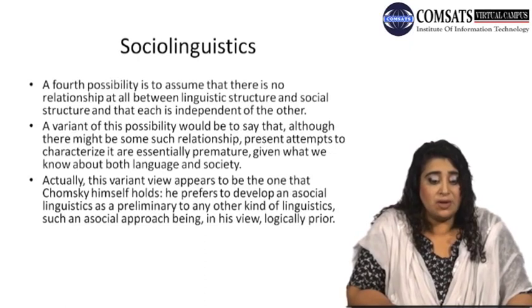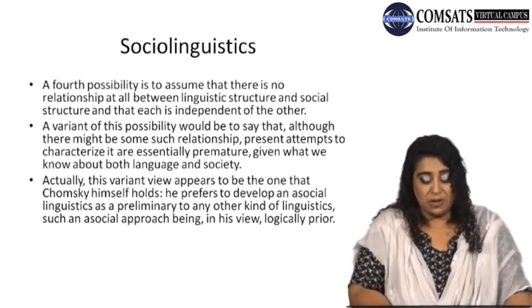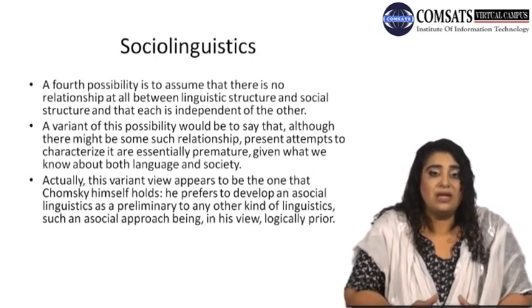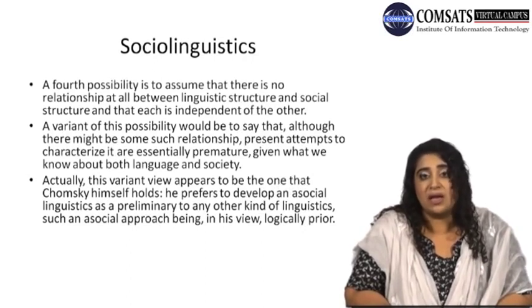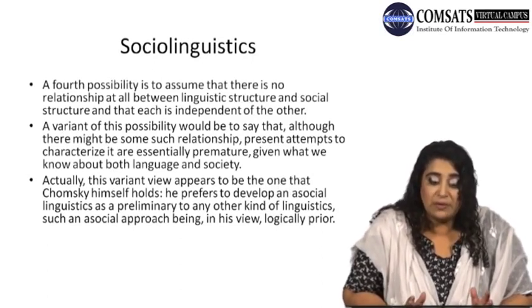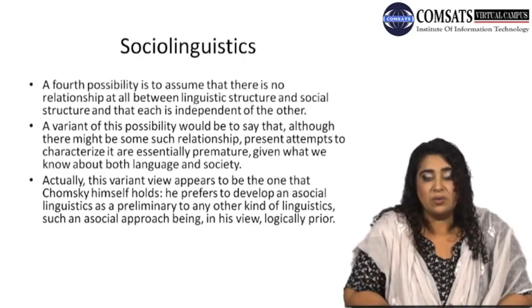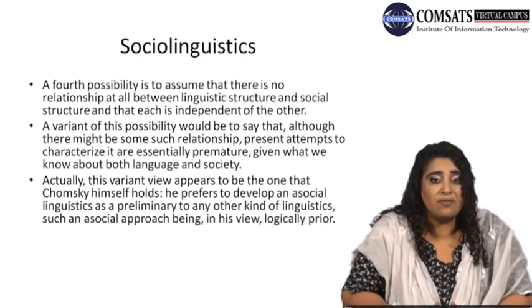So a fourth possibility is to assume that there is no relationship at all between linguistic structure and social structure, and that they are independent of each other. But do you think, students, that it is independent? Because how can we use language without following the social rules or the social structure? If we did, we would be offending people. Just like in the French culture or in Pakistani culture, if you call an elder by the word tum instead of aap, then that person would be offended. So that's how society would affect the language, you see. So they aren't independent. It does have a relationship.